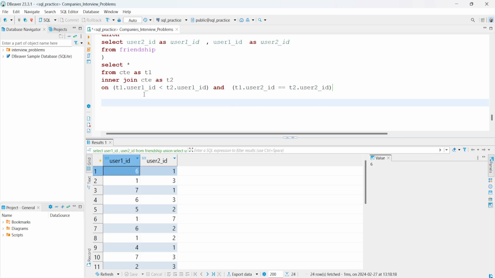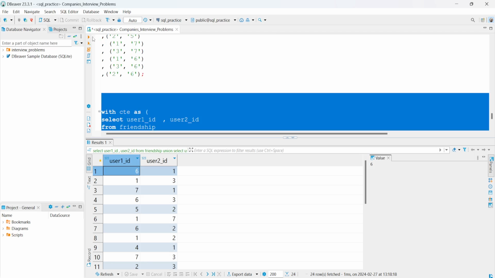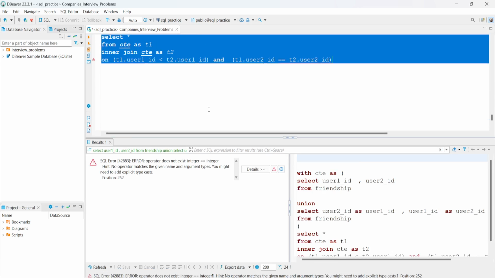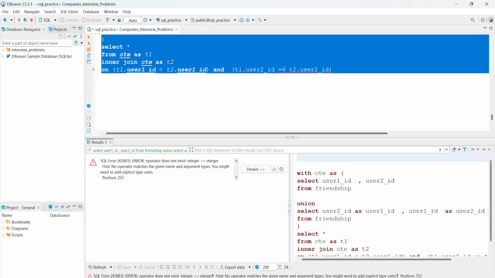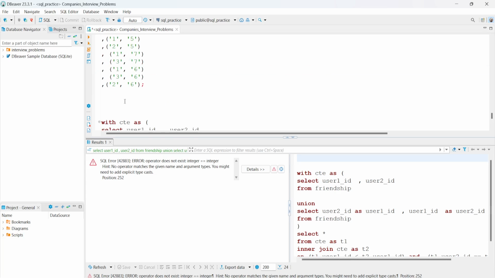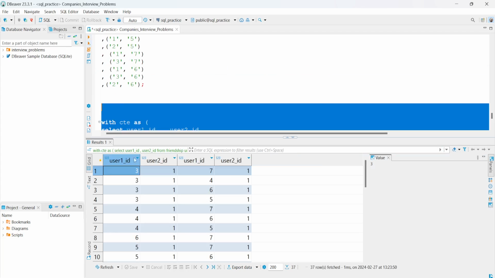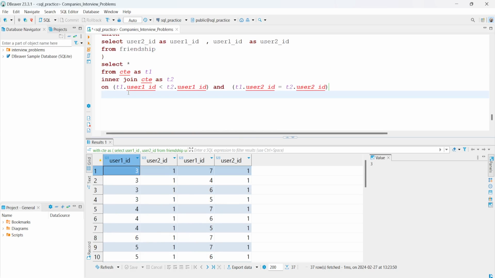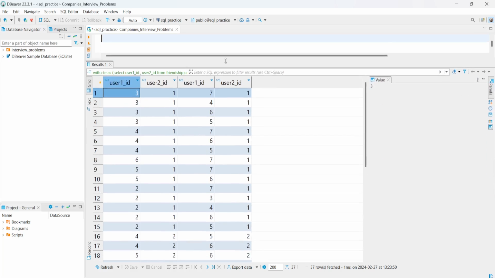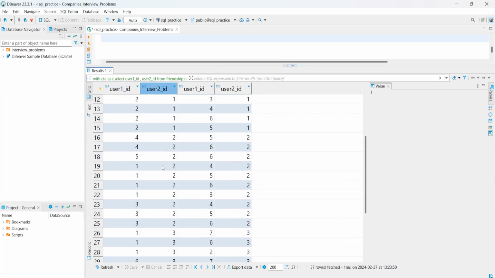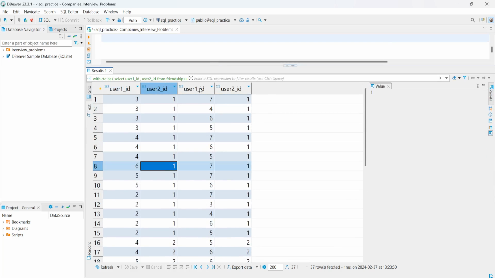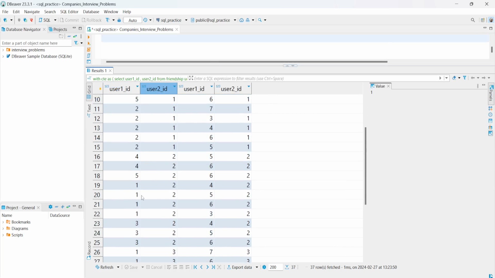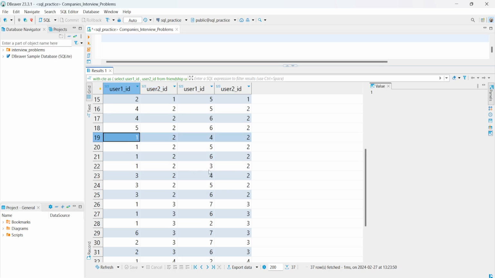So let me run this. So this will generate all possible combinations. Okay, I think I made an issue. This should be this. Okay, I think, see here, we have all possible combinations. Now the next thing is, let's first understand this.